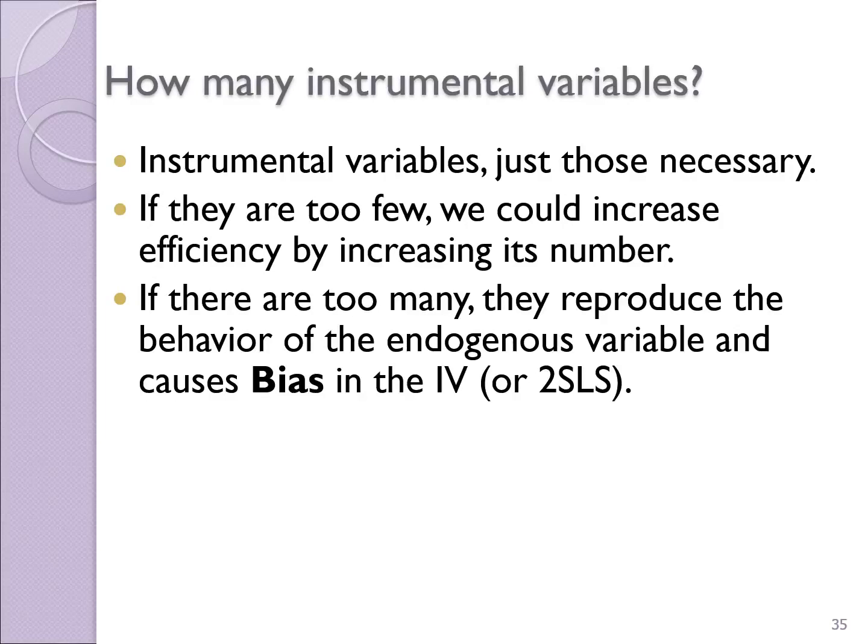The problem also is how many instrumental variables. Well, the idea is not too many, not too few. If they are too few, it is possible to increase the efficiency by increasing the number of instrumental variables. If there are too many, they can reproduce the behavior of the endogenous variable and therefore cause bias in the instrumental variable estimator. So not too many, not too few. That is something that is problematic, but is something that is doable.